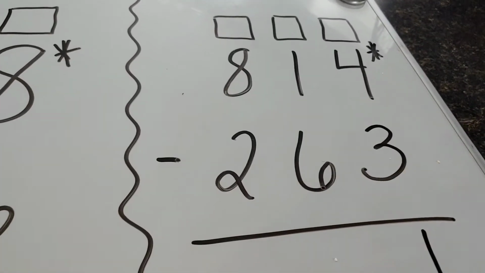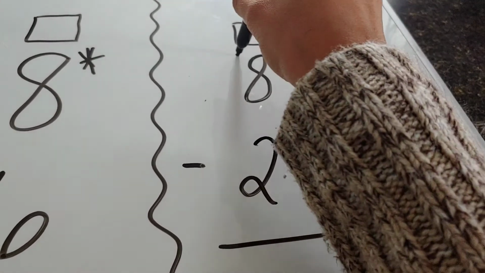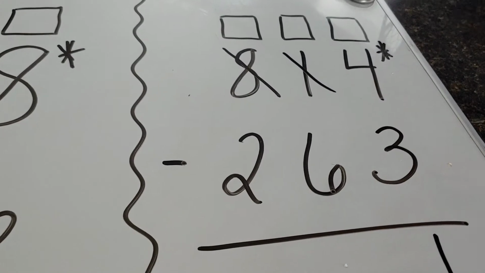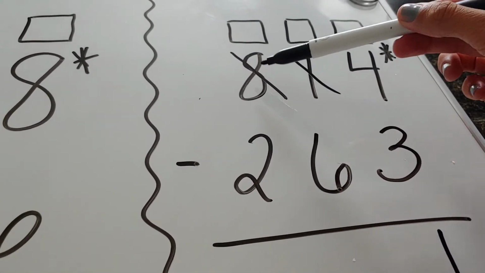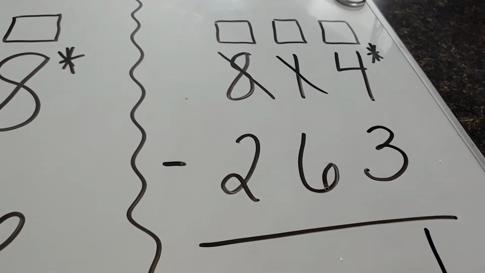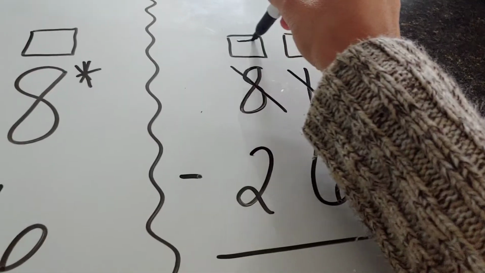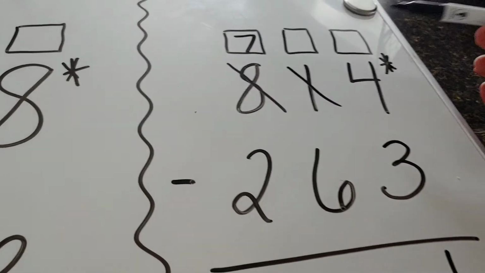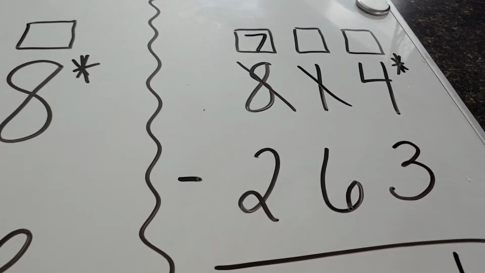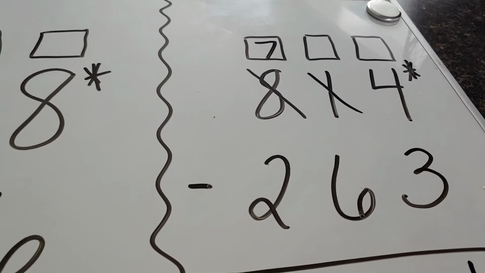So it looks like I have enough to borrow. I'm going to cross out the 8 and the 1. Since I'm borrowing a 100, I'm going to subtract 1 from this. So the 8 will become a 7. And now I can add 10 to this number. So the 1 becomes an 11.